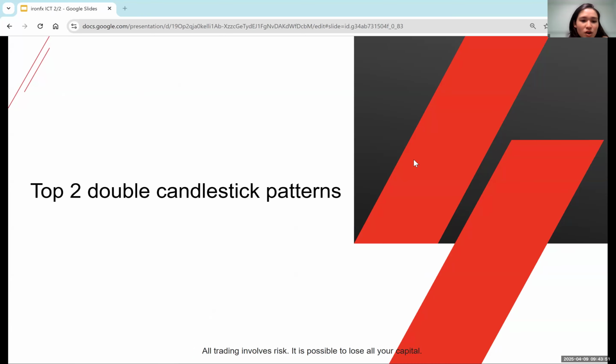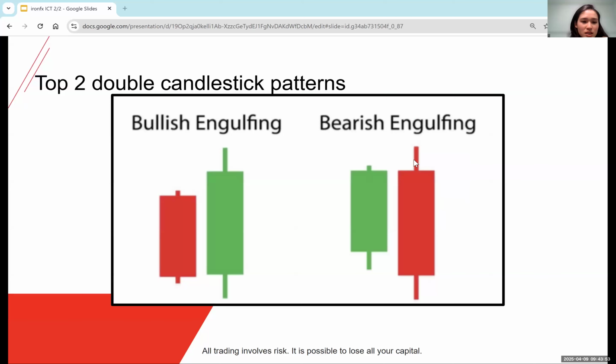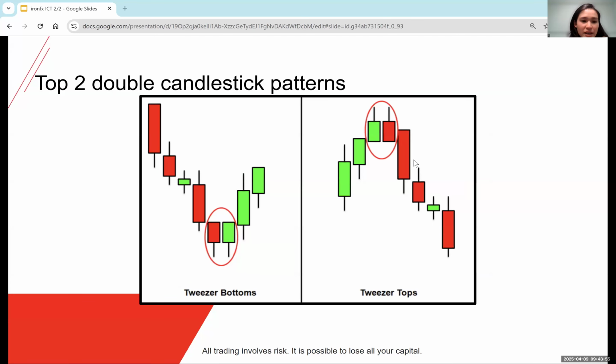Okay, let's move on to the next double candlestick pattern. Here we're talking about tweezer bottoms and tweezer tops. It's basically a repeated shape where there are no lower wicks and the bodies of both candlesticks are about the same.